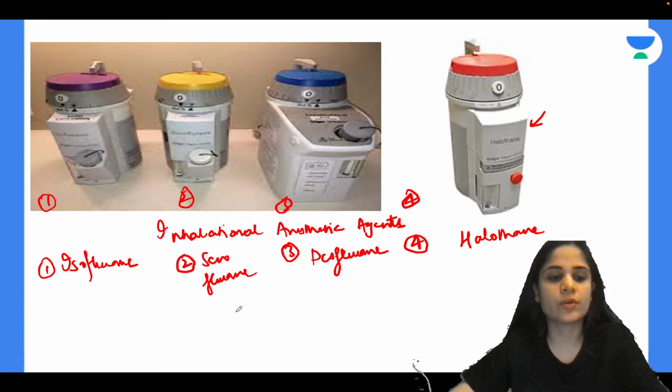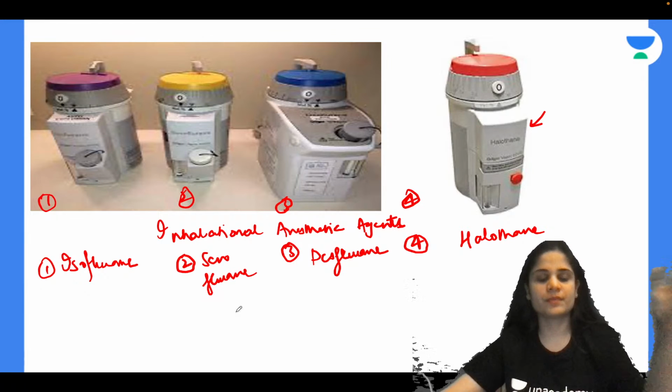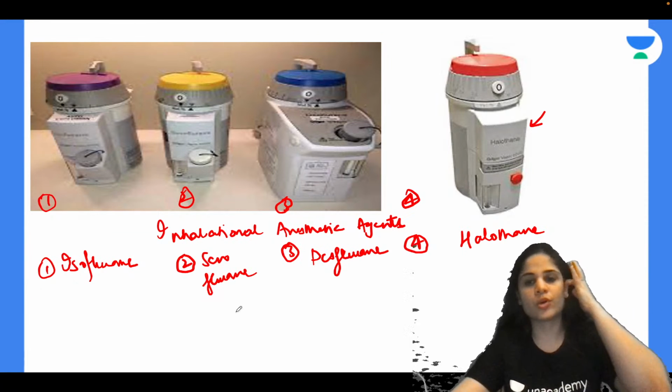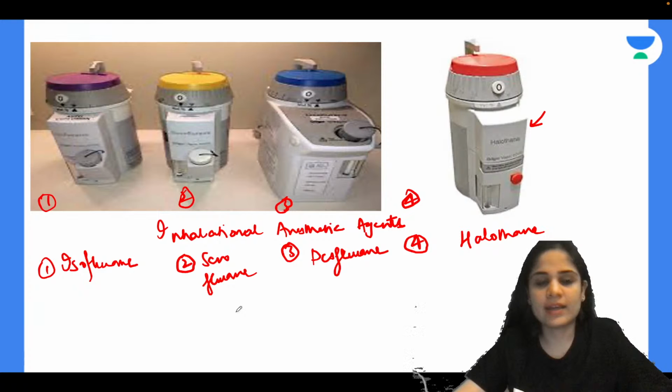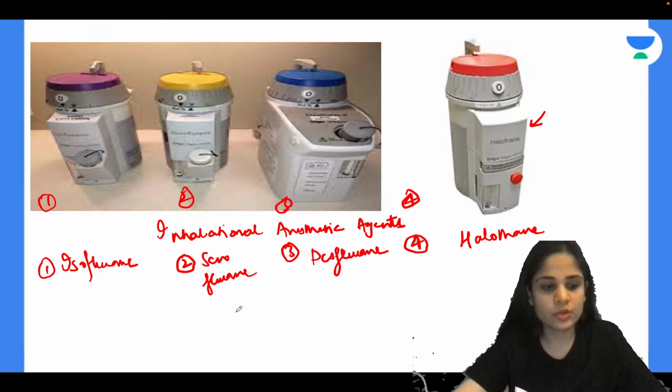Quickly tell me the MAC of all these agents, because that is asked in the exam. MAC of the agents. Does anyone remember or not? I have given a very nice video which gives you the mnemonic of MAC of all the agents. So if you don't remember the MAC, you can go through that video. It's just a 5-10 minute video on YouTube. Just put MAC mnemonic anesthetic agents and my name Jhanvi. You will find it.